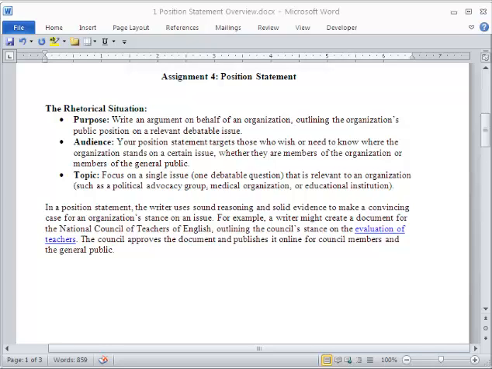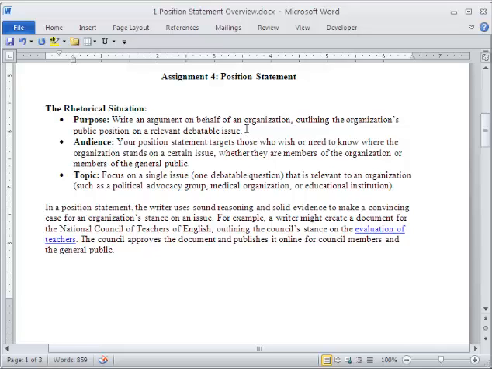So the rhetorical situation is where I usually start. You know, what's the purpose, what's the topic, what's the audience, what's the situation for this piece of writing that we're going to produce? Well, a position statement is an argument, and it's a special kind of argument. It's one that's written on behalf of an organization. In other words, it's written to represent the organization and where they stand on some debatable issue that's relevant to that organization. So it's not like a personal argument, personally here's where I stand on something. It's more like here's where we as an organization stand on this controversy that relates to our organization.